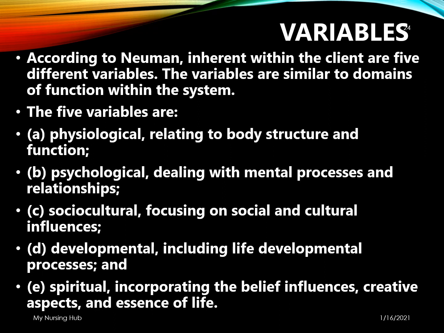The first variable is the physiological variable, that is relating to the body structure and function. The second is the psychological variable, which is dealing with mental processes and relationships. The third one is the sociocultural variable, that is focusing on social and cultural influences. The next is the developmental variable, which includes life developmental processes. And the last one is spiritual, that is incorporating belief influences, creative aspects, and essence of life. So these are the 5 variables according to Neuman, which are mainly related to our body: physiological, psychological, sociocultural, developmental, and spiritual.